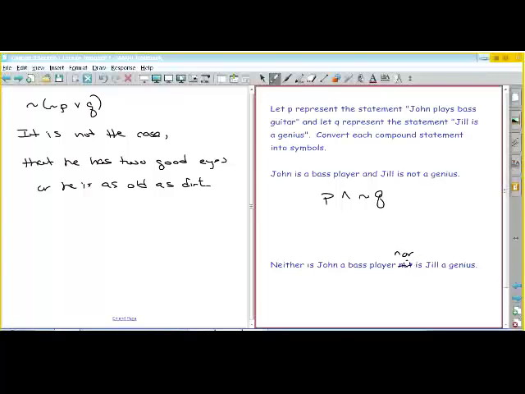Neither is John a bass player nor is Jill a genius, but you need it. Can you get by without it? Neither is John a bass player or Jill. Yeah, you wouldn't necessarily need it. Yeah, you get by without it.